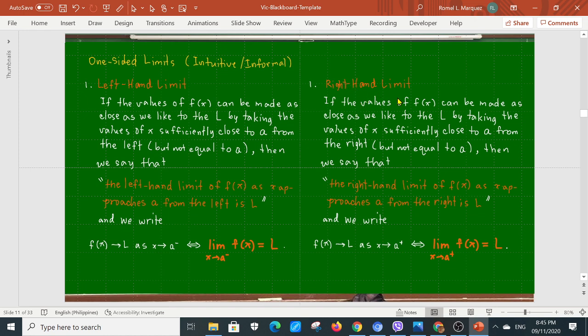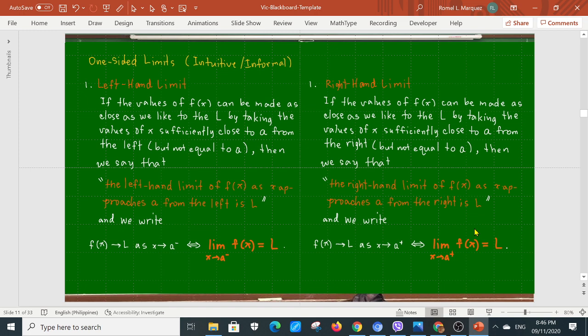So you are going to use this if you're interested in one side only, either from the left or from the right. But as a totality, that is the two-sided limit. So the first one that we had was the two-sided limit.